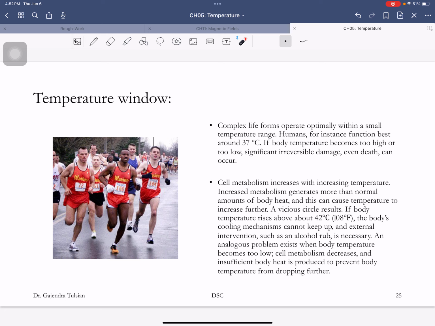Similarly, when the body temperature becomes too low, your metabolic rate decreases and you're not producing enough heat to prevent the body temperature from dropping further. So again, if it's too low, it keeps dropping, and if it's too high, the temperature will keep rising.